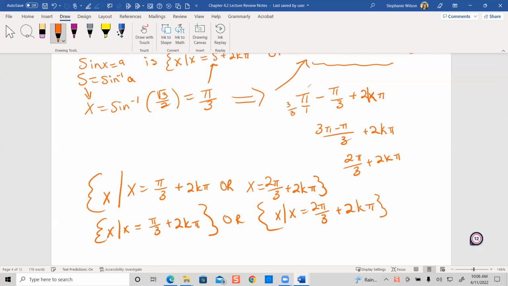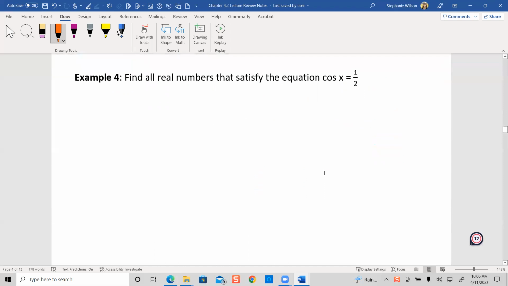So let's work on the next one. The next one says, find all real numbers that satisfy the equation cosine x equals 1/2. Okay, so again, we're going to go up to the top and we're going to follow the rules. It says that if A falls between -1 and 1 and A is not equal to 0, then we're going to use this here. And a half does fall between -1 and 1. So this is the one we pick.